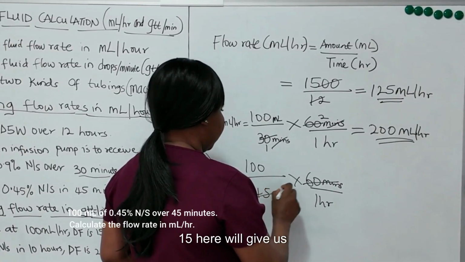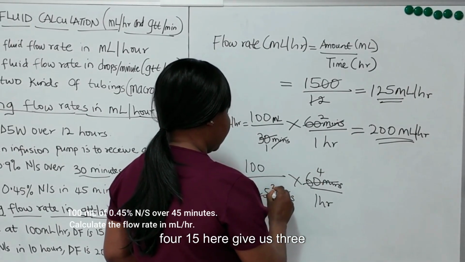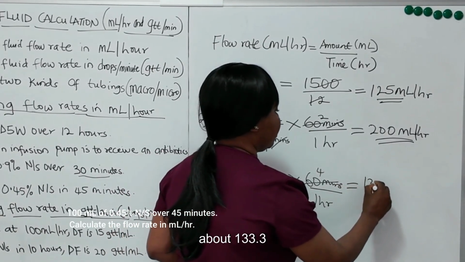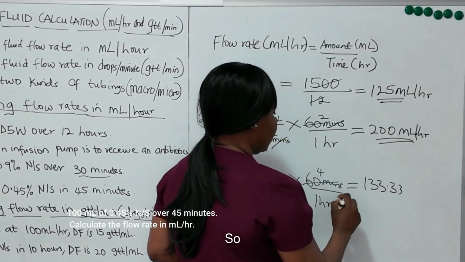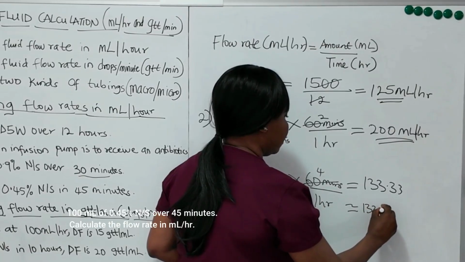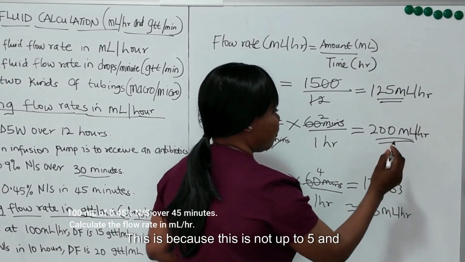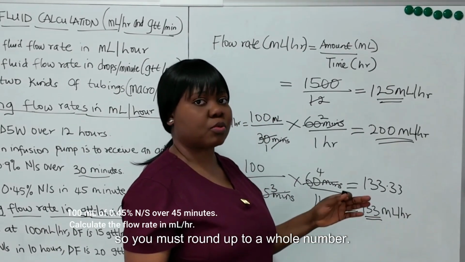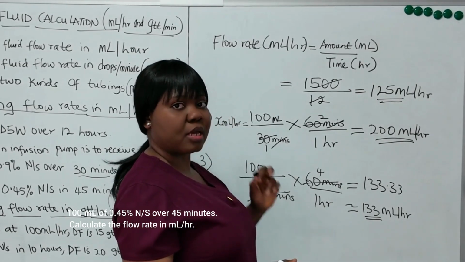So 15 here will give us 4, 15 here will give us 3. This time this will give us about 133.33 up to infinity. So we are going to approximate this to 133 ml per hour. This is because this is not up to 5 and the infusion pump cannot deliver half a drop, so you must round up to a whole number. So this will be the answer for the third example.